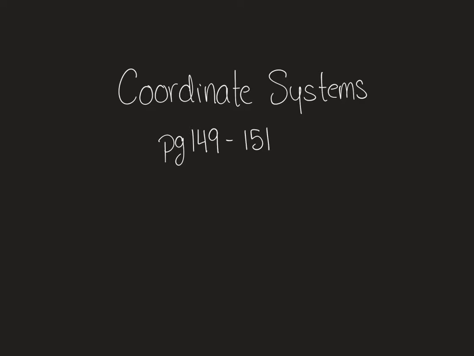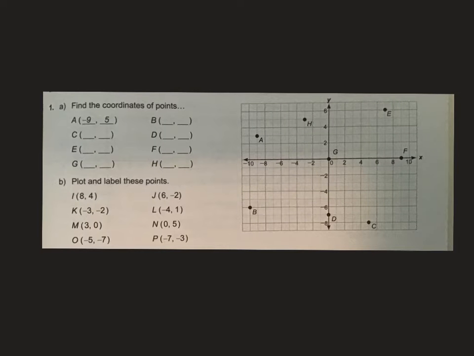Today's lesson is on coordinate systems, and it will cover pages 149 to 151. Question 1 will be quite similar to yesterday's assignment. It'll start by asking you to find the coordinates of the points. So for each letter, you'll need to find the letter on the graph and then find its points.